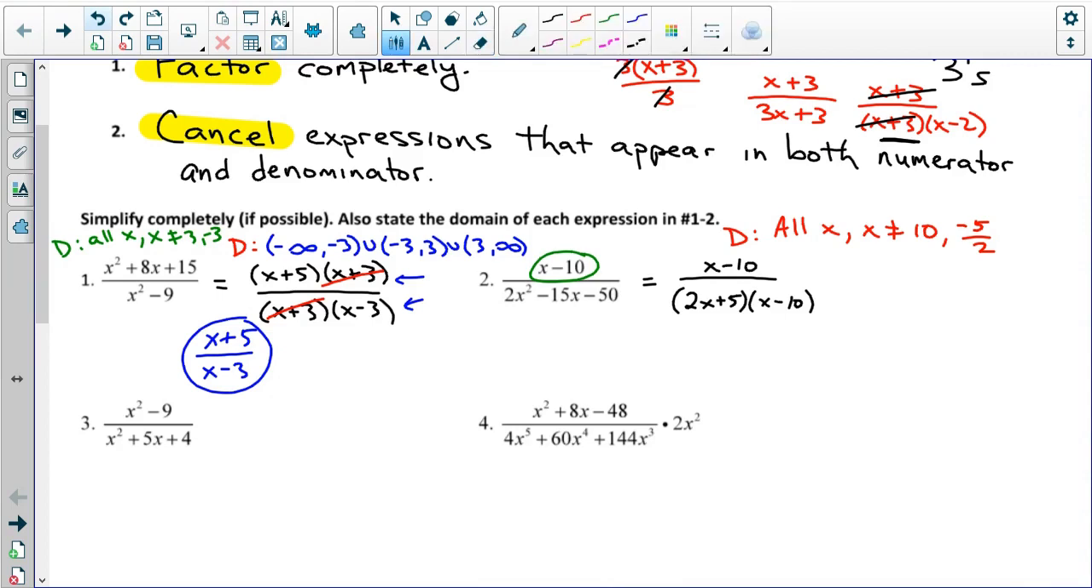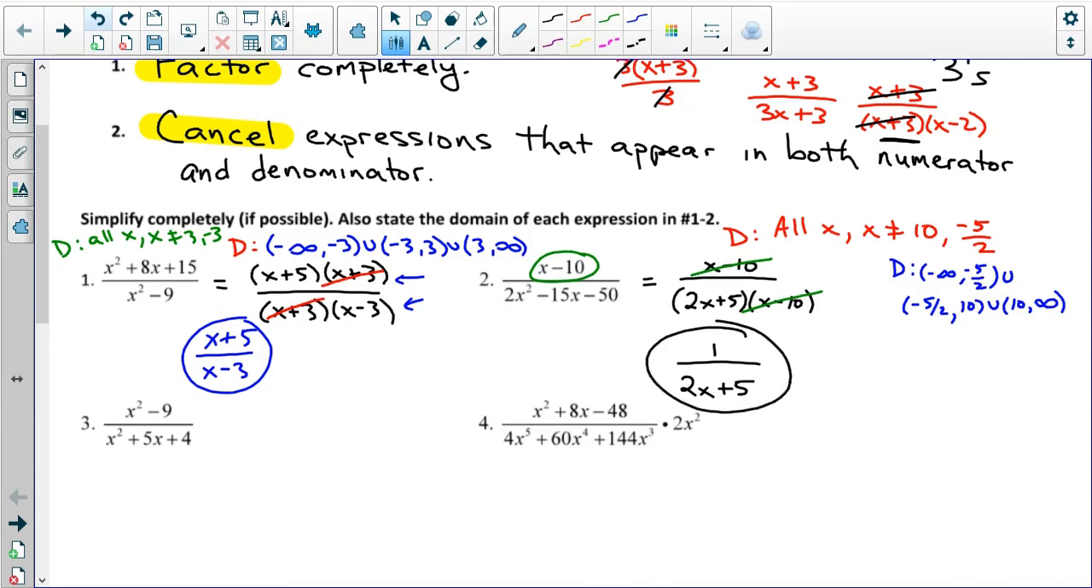So again, I could also write this domain as negative infinity to negative 5 halves, union negative 5 halves to 10, union 10 to infinity if I wanted to write it in interval notation. Now I'll take a look at number 2. I can cancel off the x minus 10s, and I end up with 1 over 2x plus 5. Notice that when I cancel things off in a multiplying problem, it doesn't end up being 0, it ends up being 1.